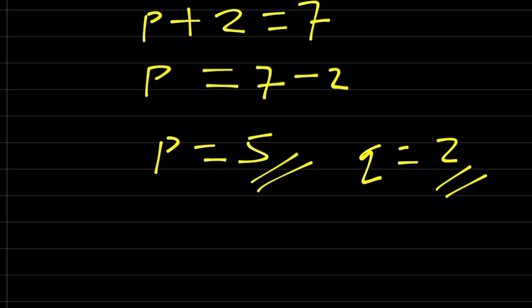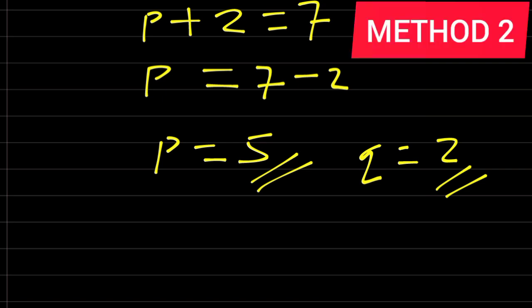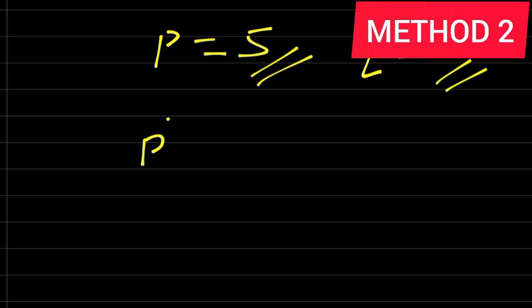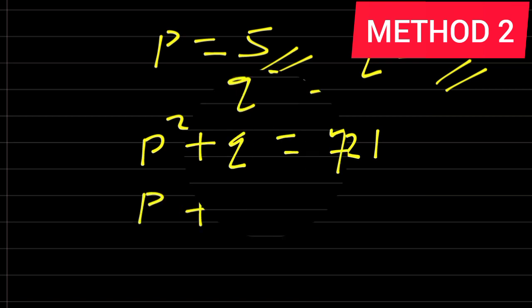Now, I told you we have two methods of solving this equation. Now we are going to solve it using the second method. In fact, I prefer the second method. So I will even advise you to go with the second method. The second method goes like this. Don't forget we have P squared minus Q squared is equal to 21. And the second expression is P plus Q.